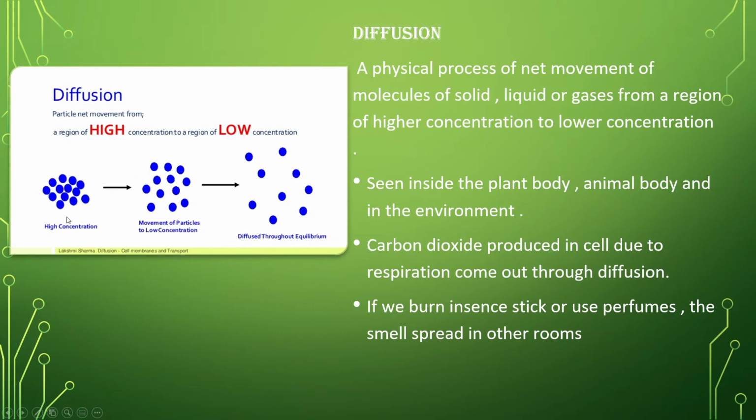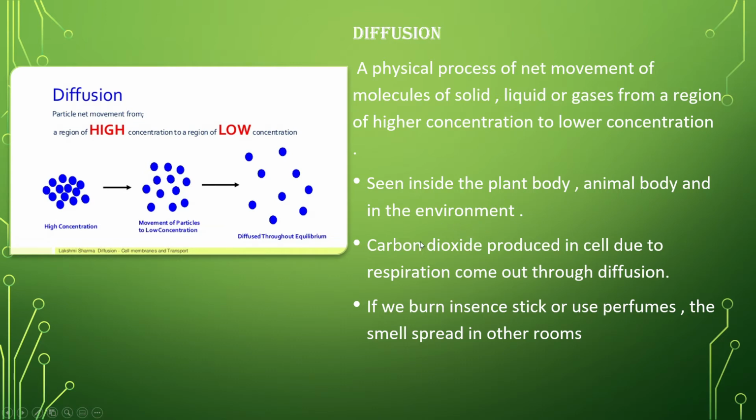In any solution, a mixture of two kinds of molecules, the solute concentration is very high here, and the solute starts to move from one area to another. When it goes from a region of high concentration to this area where the solute concentration is low, that process occurs through diffusion. This process is seen inside the plant body, animal body, and in the environment also.